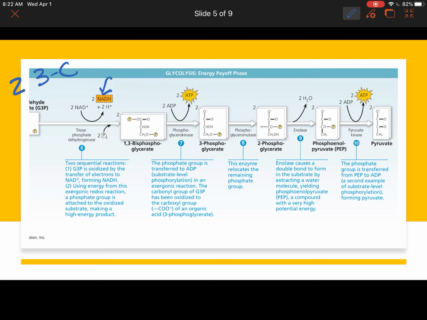So in this very first reaction in the energy payoff phase, we've got an oxidation reduction reaction. We've got a redox reaction going on here. Our 3-carbon molecule is oxidized.